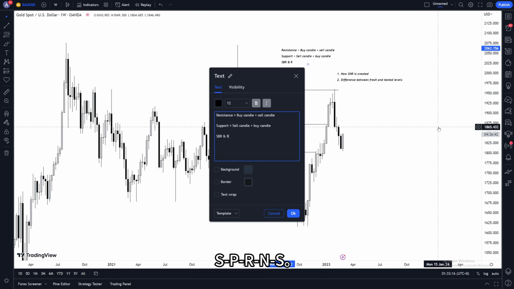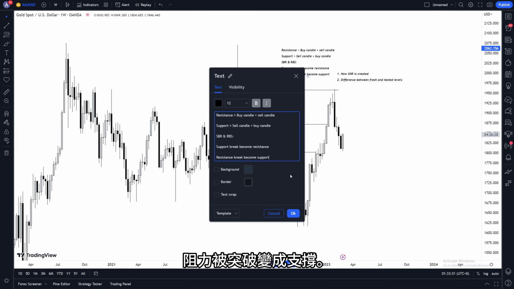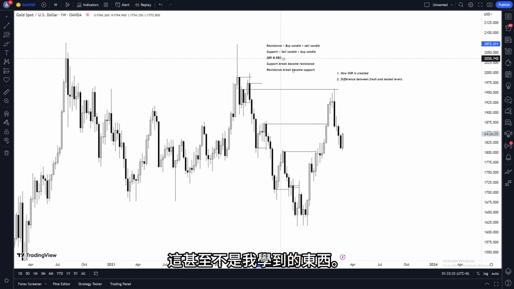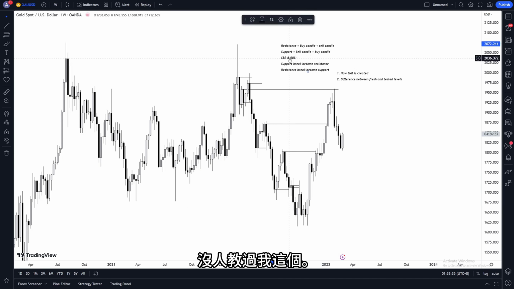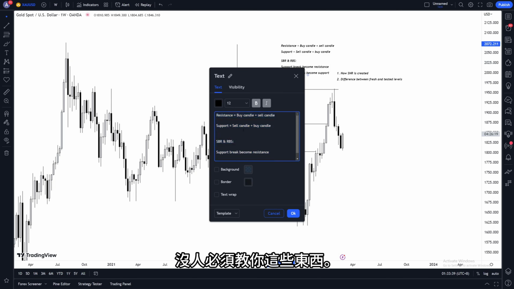SBR and RBS. What does this mean? Support break become resistance, and resistance break become support. That's all this is. This is not even something I learned. No one taught me this. It was just, oh, okay, I understood it. No one even taught me this stuff. No one has to teach you this stuff. This is super easy to understand.